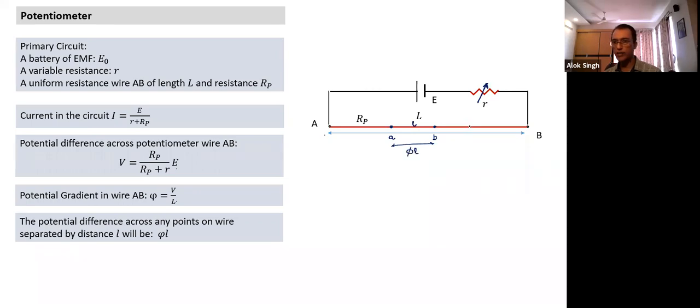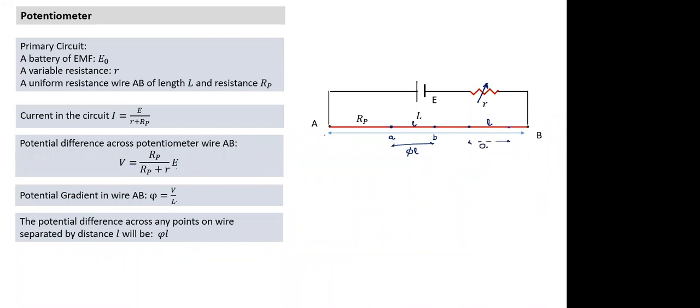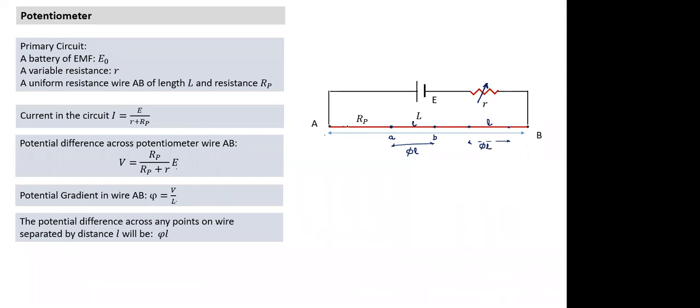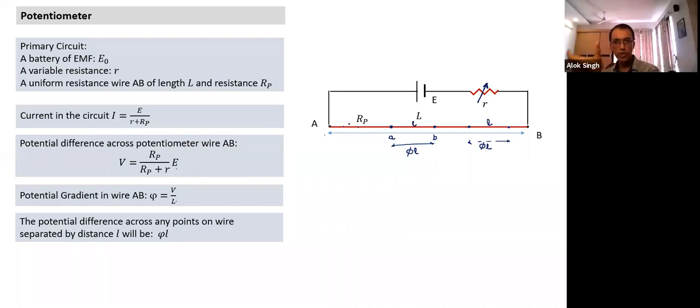So if I take another set of points, which are also at a distance of L, what will the potential difference be between these two? It's also potential difference equal to phi into L. So any part of the potentiometer wire, if I take a given length anywhere, the potential difference will be equal. Under what condition does the potential difference remain equal? The potentiometer wire is a uniform wire. Resistance per unit length is the same, and hence the potential difference is also the same.